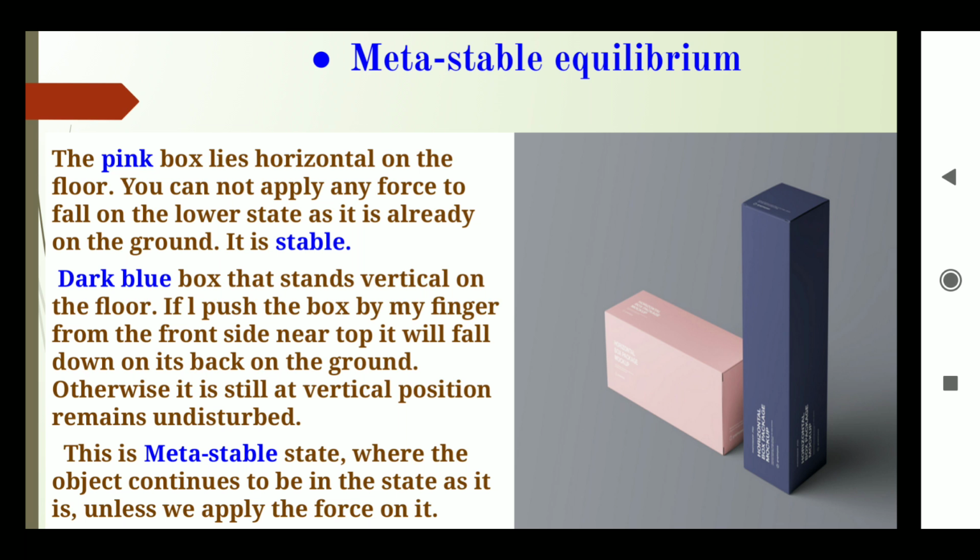Whereas the dark blue box stands vertical on the floor. If I push the box with my finger from the front side near the top, obviously it will fall down on its back on the ground. Otherwise, it is still in a vertical position in the absence of any external force. That means it remains undisturbed. So this is a meta-stable state, where the object continues to be in the state as it is unless we apply a force on it. Such equilibrium is said to be the meta-stable equilibrium.